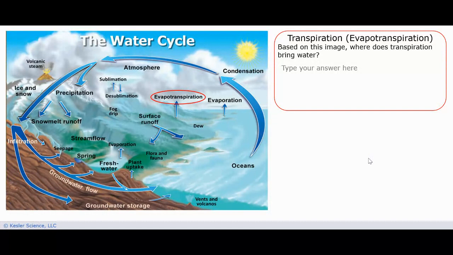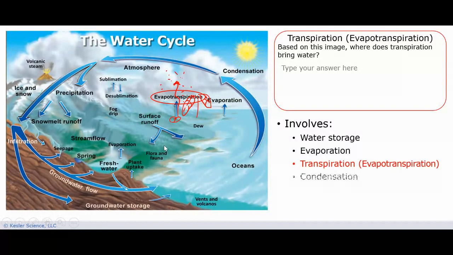What about transpiration? Based on the image, where does transpiration bring water? Well, transpiration can bring water up into the atmosphere as well. It's just that it's on land, but it can bring water right up into the atmosphere. Again, that could be from a plant leaf, possibly. That's one way to get it. It could be from trees. It could be from ponds. It could be from all sorts of different areas that water could be sitting.